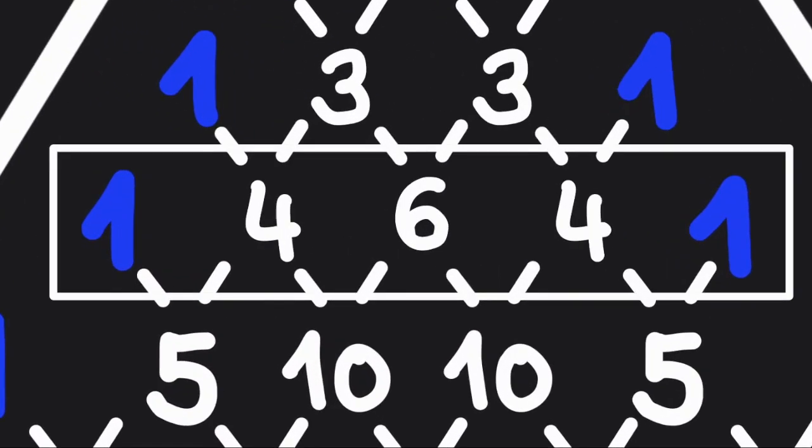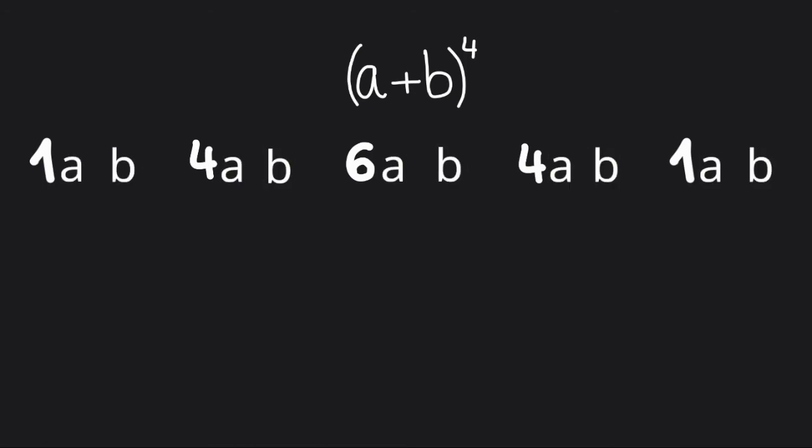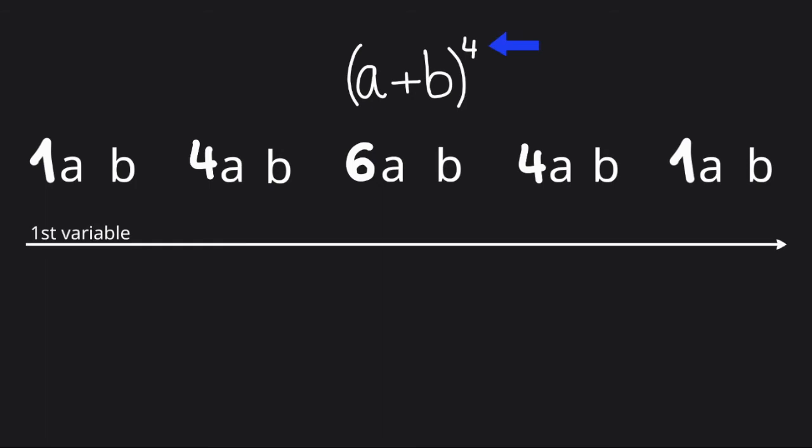Take these numbers and now take the variables that make up the binomial, which are a and b, and put them after each number. You're going to be looking now at the power to which your binomial is raised, which in this case is 4. So now you're going to look at the first variable, which in this case is a. It's mostly the one on the left, and from left to right, 4, 3, 2, 1, 0 are the exponents of our variable a. Next, you do the same with your second variable b, but you do it from right to left.